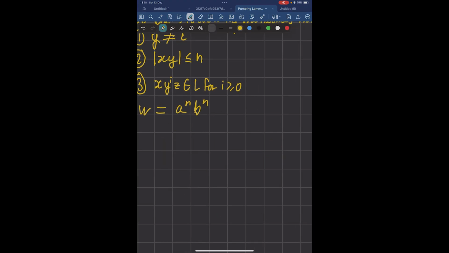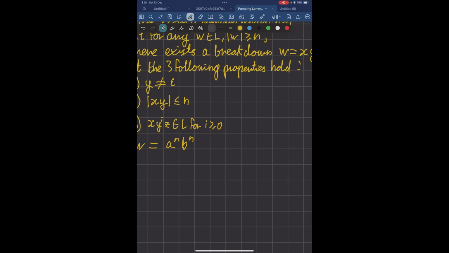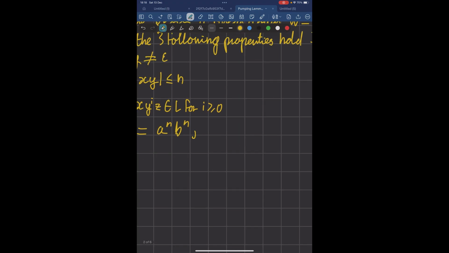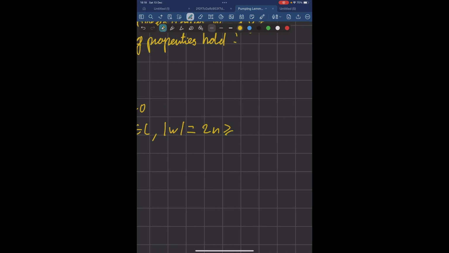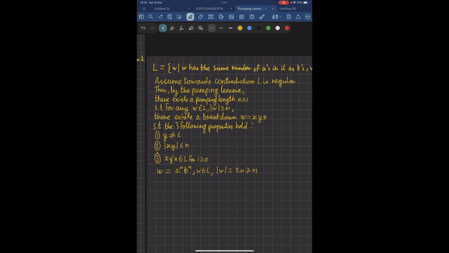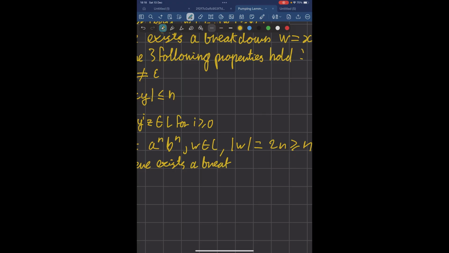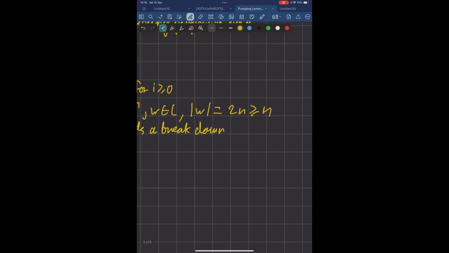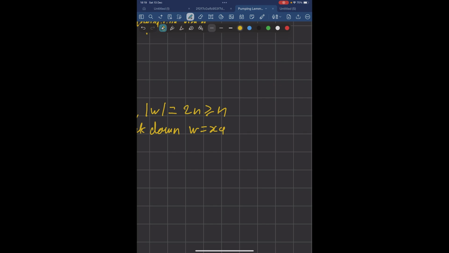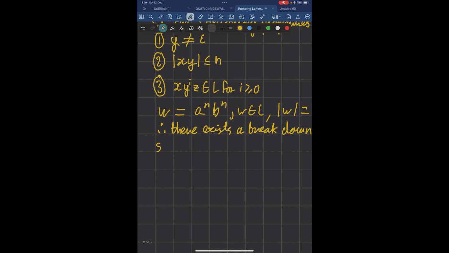So let's try it. This is going to be very similar to the other proof, but we're still going to do it nonetheless. So we know w is in L because the amount of a's is the same as the number of b's, and its length is 2n, which is definitely greater than n. And so by the pumping lemma, there must exist a breakdown. Therefore, there exists a breakdown w equals xyz such that three properties hold.